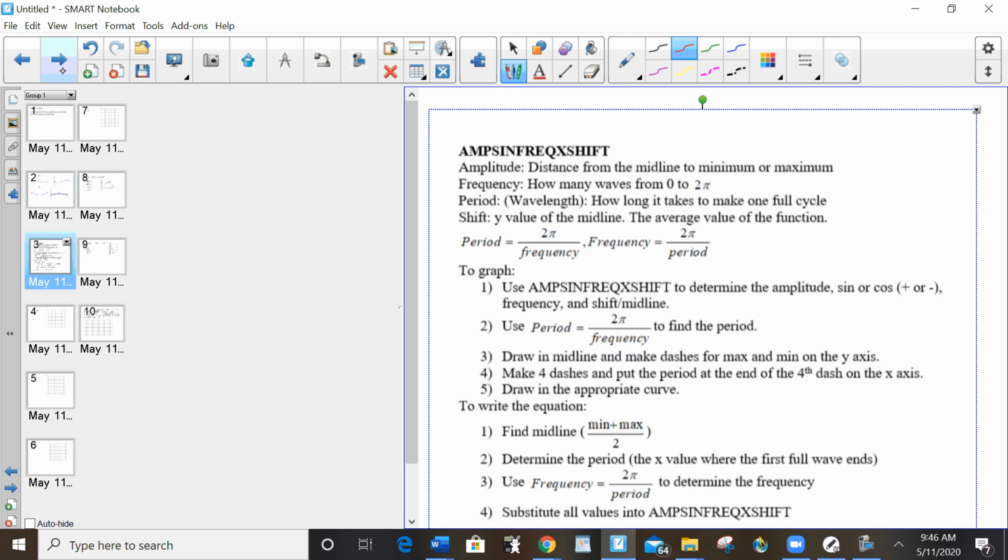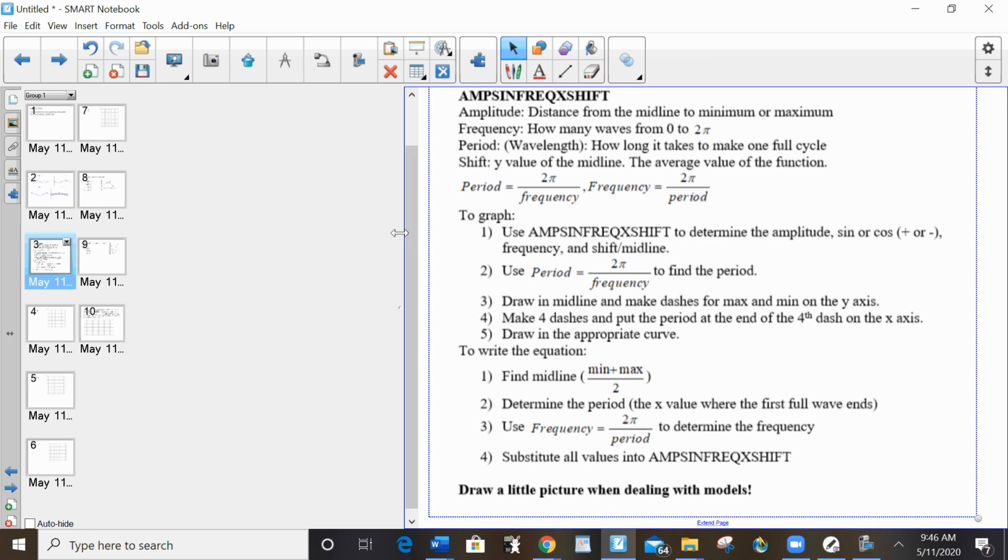Amp, sine, freq, x, shift. That is the key to everything. That's the structure for everything. That's how the equation is written. So that's how we pull the information, and that's how we write the equation.